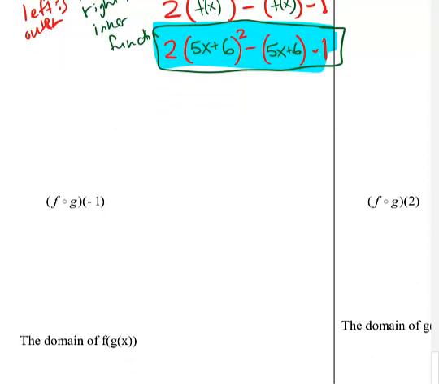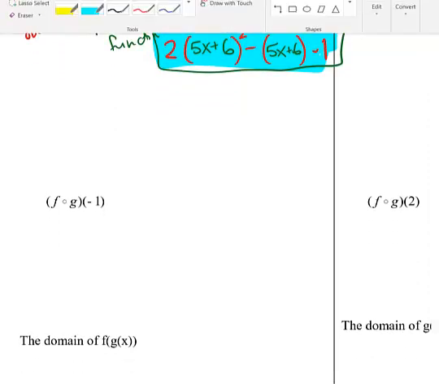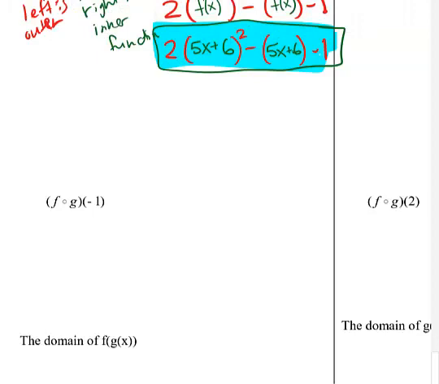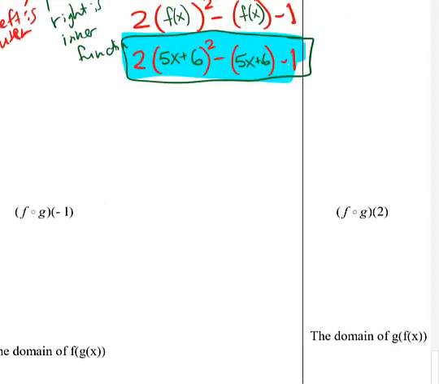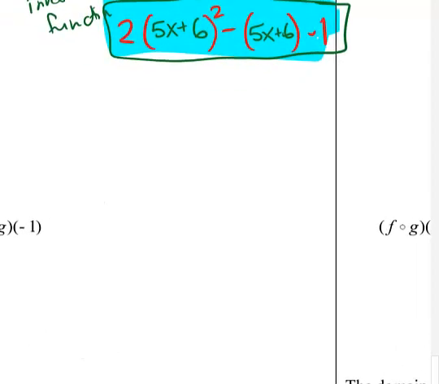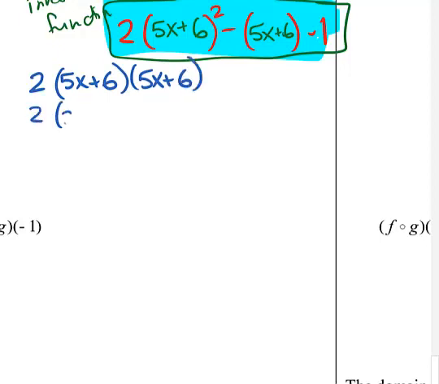So that's it. And that's a fine answer, but I have a feeling that in the homework, if you type this in, they might say, although this answer is correct, it's not simplified. I think they want you to multiply this out. Since this 5x plus 6 is being squared, I'm going to write it twice and FOIL it out. And then multiply by 2. That's 25x squared plus 30x plus 30x plus 36.